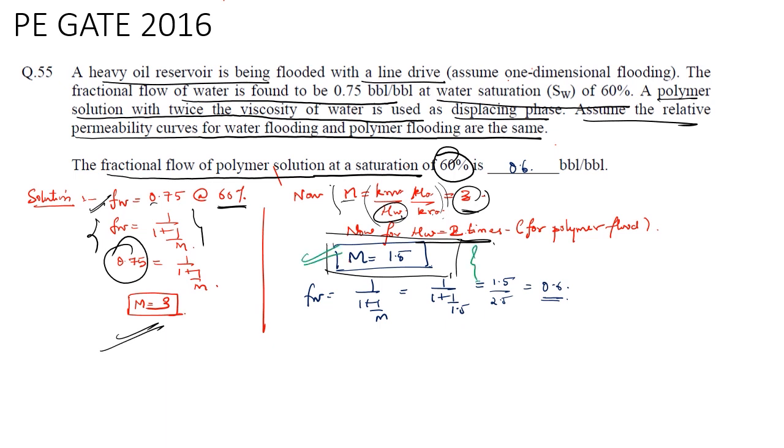Again placing the same formula, that is fractional flow of water is equal to 1 upon 1 plus 1 upon M. Now instead of 3 which we put initially, I will place 1.5. On placing 1.5, my final answer would be 0.6. The fractional flow of water will be 0.6 when I am using a polymer solution at saturation of 60%. All right, now let's move further.